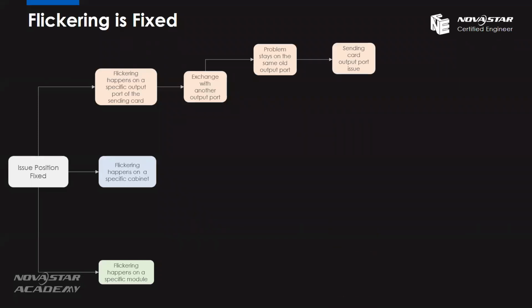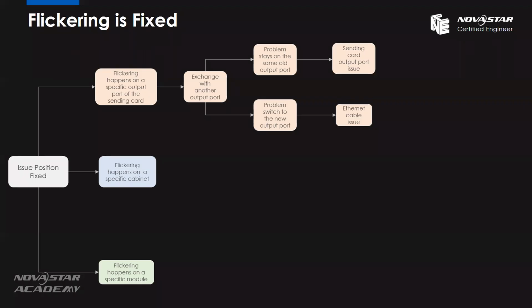okay, we can confirm it's a sending card output port issue. And if the problem switches to a new output port, which means the problem follows the Ethernet cable to the new one, okay, we can locate the issue on the Ethernet cable. So this is about the screen flickering happening on a specific output port of the sending card. We can do the exchange between the normal output port and the abnormal one, and locate whether the issue is on the output port or on the Ethernet cable. And let's see the second situation.